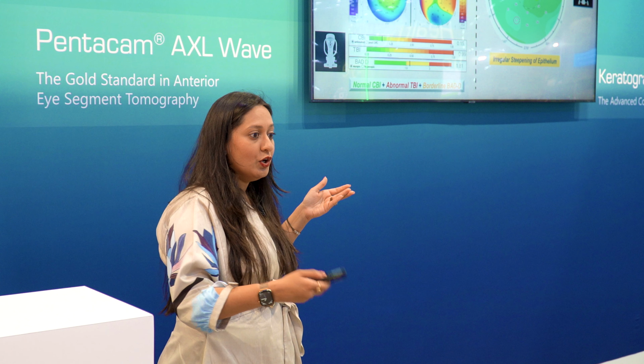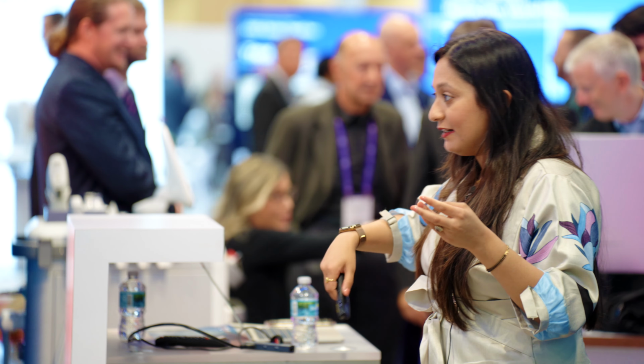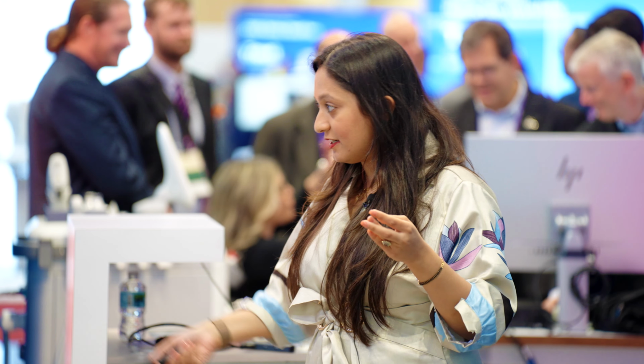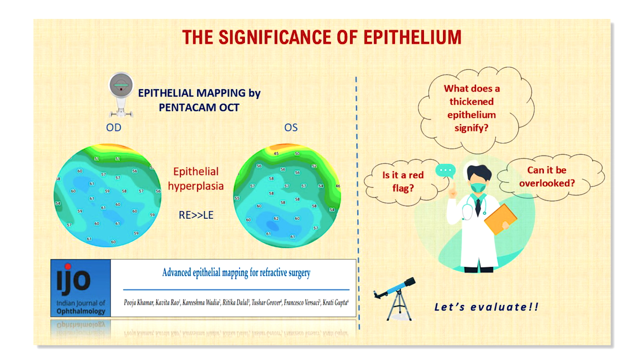And we are probably not looking at a case of an inferior steepening or an ectasia, but probably just an inferior epithelial steepening, which could be ocular surface disease. So this was found in both eyes. You can see the right eye epithelial hyperplasia was more compared to that of the left eye.